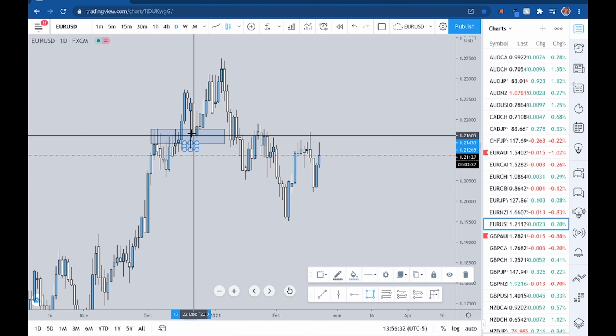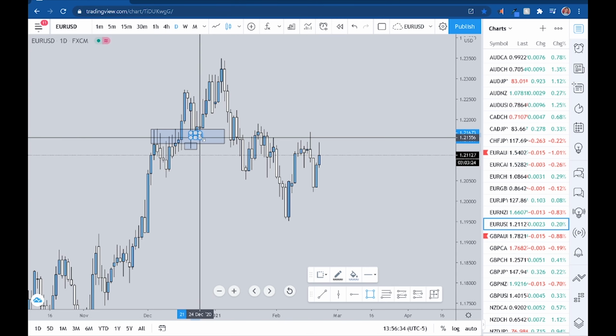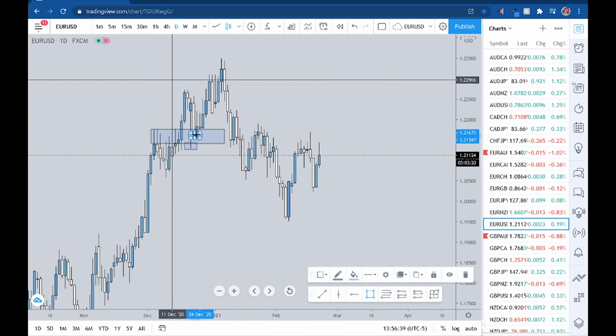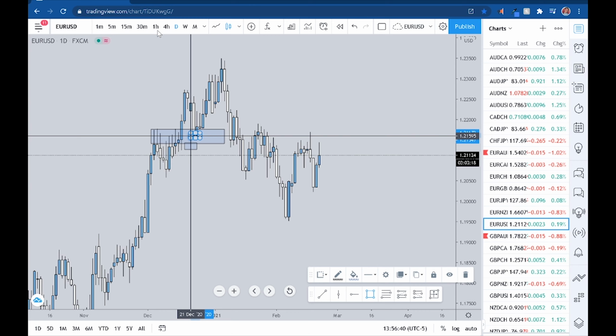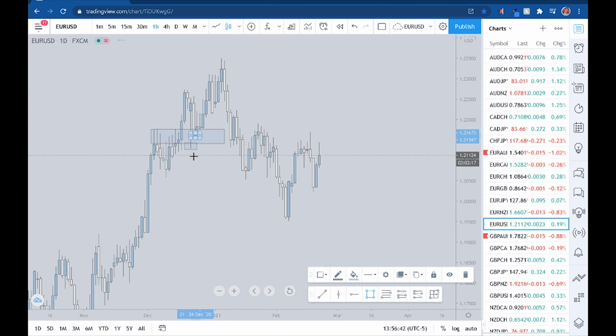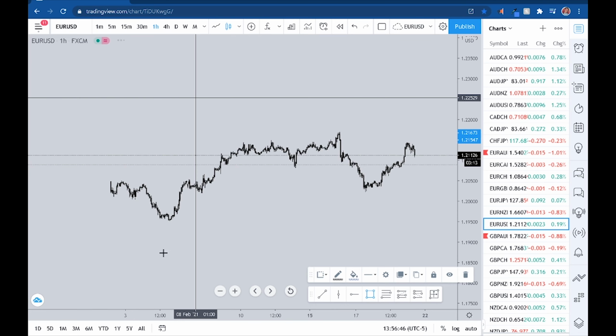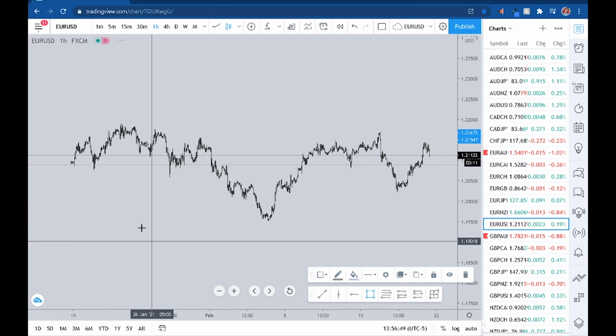Maybe we might actually get an entry in this area. Maybe this area might be too sharp, but this area will still be a good opportunity if we get a Fibonacci extension down there in that area. So let's go down to the 1 hour. I've just skipped the 4 hour. The time frame doesn't really matter.